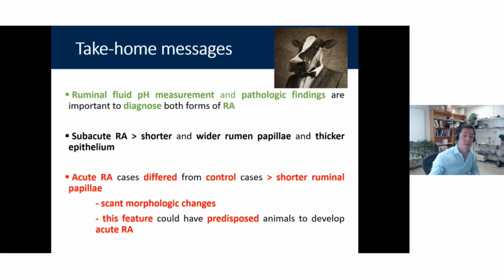They only differ from a healthy animal because the papillae were shorter. And if you're lucky, you will see a few intraepithelial pustules. So very subtle. And the fact that these were shorter, I think we discussed this in the paper a little bit, is probably one of the predisposing factors for why those animals died, because the papillae were not developed enough to absorb all those VFAs.